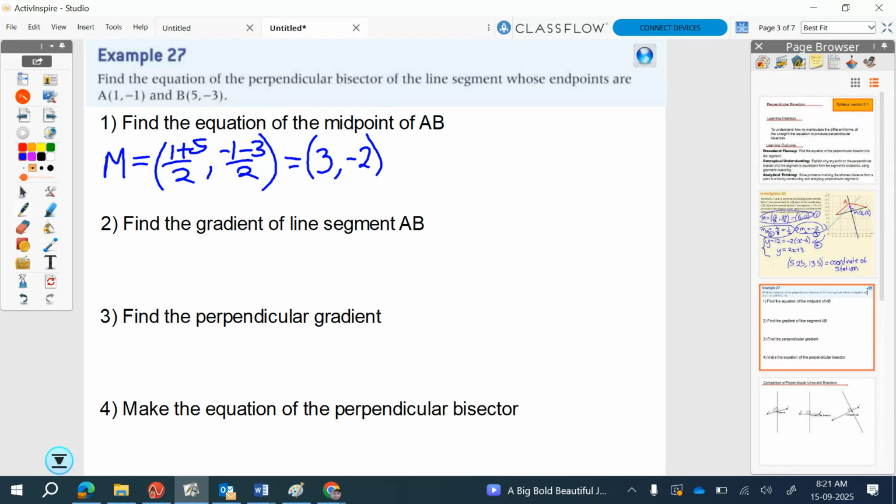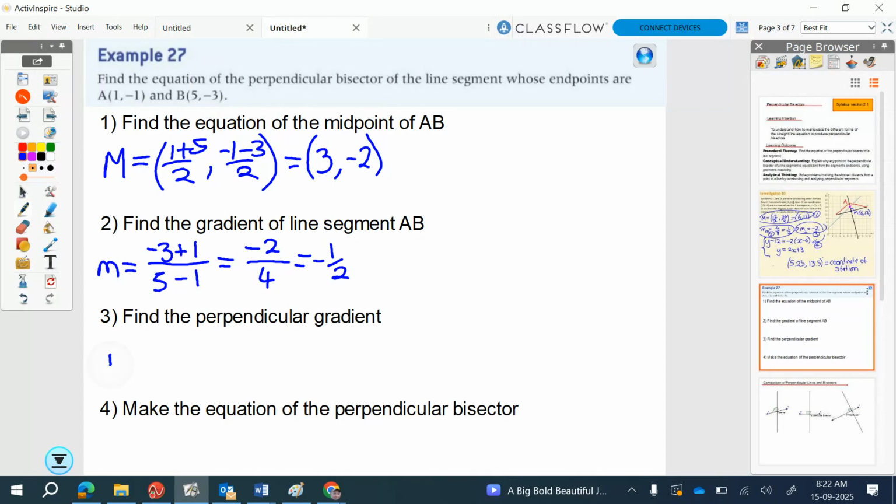Next, find the gradient of the line segment AB. So now we need to change the x and y values. So the y values are negative 3 minus negative 1 over 5 minus 1. This is going to give us negative 2 over 4, which is minus a half.